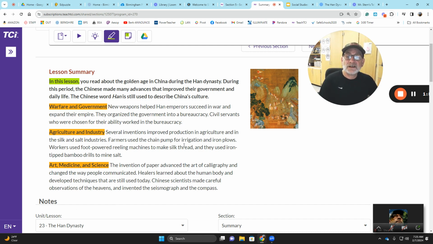In this lesson, you read about the golden age in China during the Han Dynasty. During this period, the Chinese made many advances that improved their government and daily lives. See, all these are the improvements. The Chinese word Han is still used to describe Chinese culture. Partly, if you think about it, it's because it's the last dynasty, and most people even today would refer back to the last dynasty. So if you ask somebody, if you had to choose a dynasty that you connect to, what would it be? Most Chinese would say the Han Dynasty because it was the last. Does that make sense? Okay.